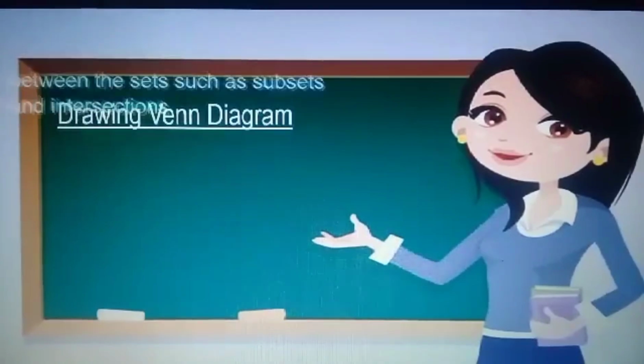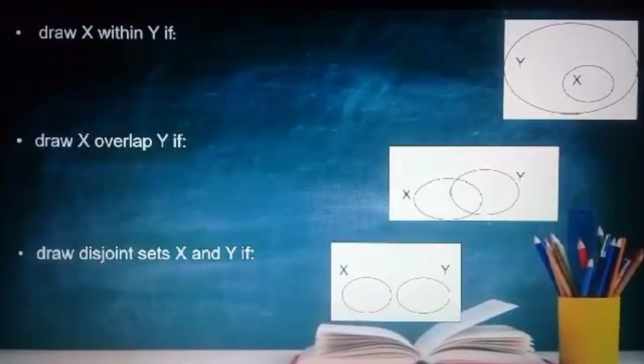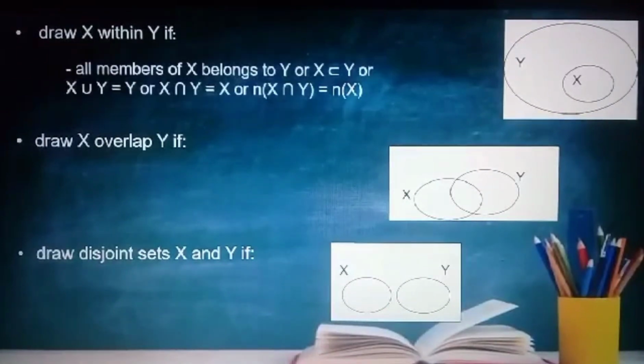Next is drawing Venn diagram. Determine the relationships between the sets such as subsets and intersections. First, draw X within Y if all members of X belong to Y, or X is a subset of Y, or X union Y equals Y, or X intersection Y equals X, or n(X intersection Y) equals n(X).